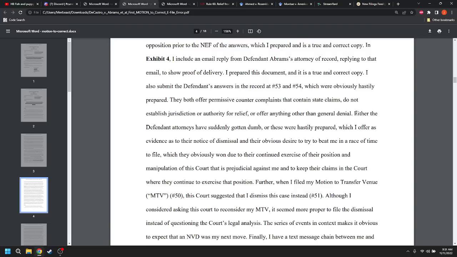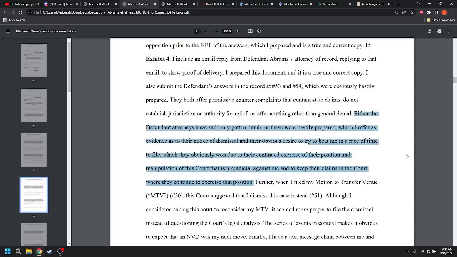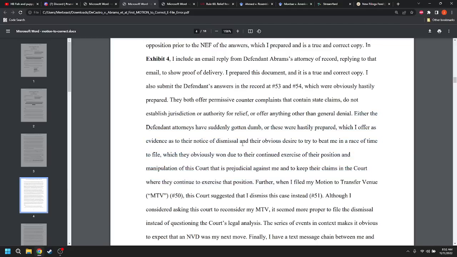All right, so we're going to try this sentence again. This sentence right here: "Either the defendant attorneys have suddenly gotten dumb, or these were hastily prepared, which I offer as evidence to their notice of dismissal and their obvious desire to try to beat me in a race of time to file, which they obviously won due to their continued exercise of their position and manipulation of this court that is prejudicial against me, and to keep their claims in the court where they continue to exercise that position." That is possibly the world's worst sentence. The first thing I would do to change it is take out obvious and obviously and put in patent and patently, because according to my audience, that would make this a stellar sentence. I digress. But anyway, that's a really bad sentence. And I don't know what it means, and I'm not going to waste the time to try to figure it out.